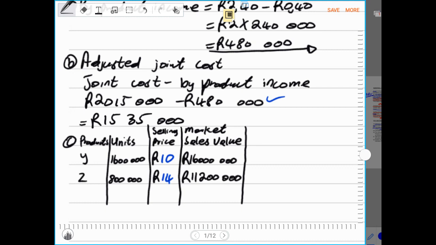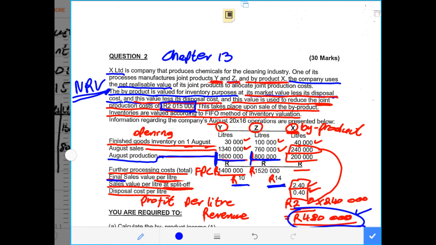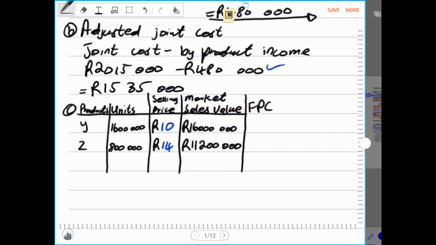Then now after that we have to get to our further processing cost. Remember, net realizable value is the market sales value minus further processing cost. So now we need to deduct our further processing cost. We were given further processing cost for both of the products, and it was 1,400,000 rands and 1,520,000 rands, and these were the further processing cost for product Y and product Z.